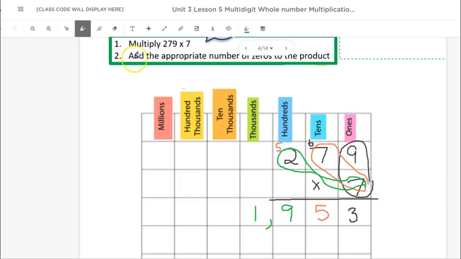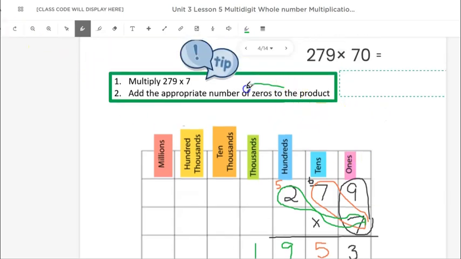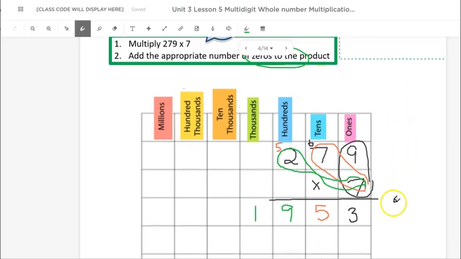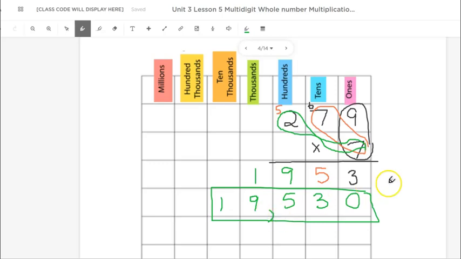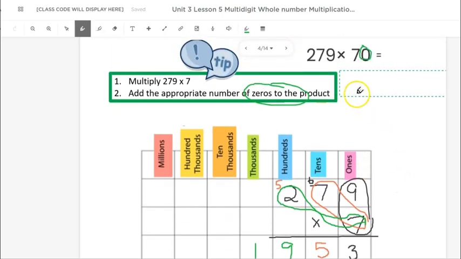Now, here's the thing though. I'm going to take the comma away just because I'm going to show you the next step. We are going to add the zeros that we took off. So we took off a 0, so I'm going to add 1 back on. So when we get our final answer, it's actually going to push these numbers over. So our final answer is 19,530.